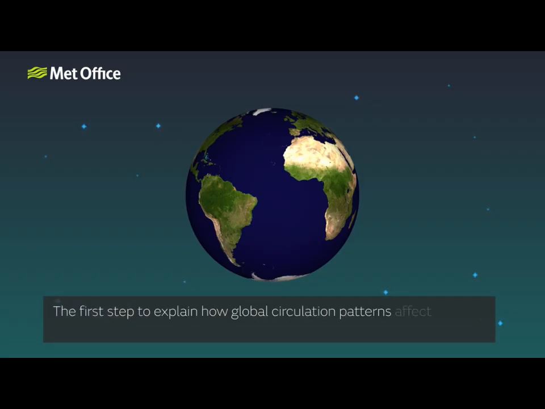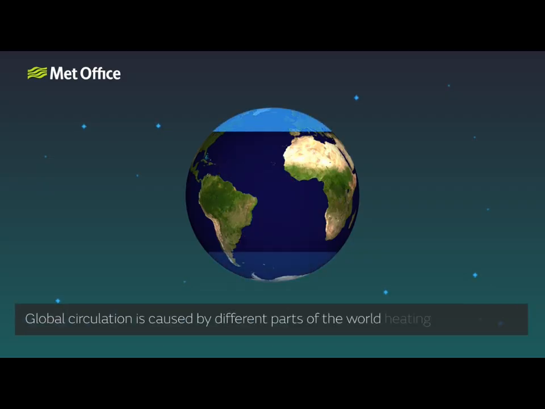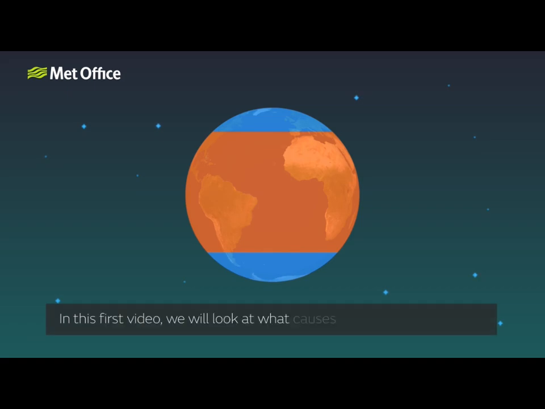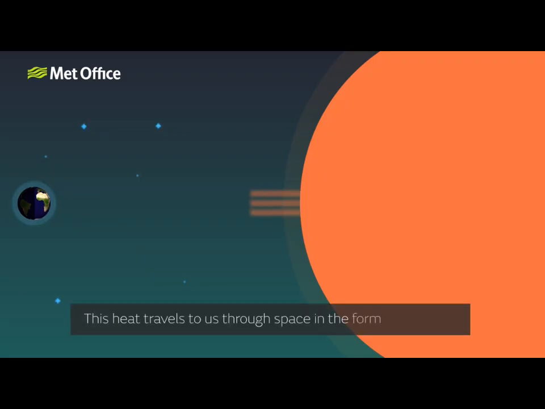The first step to explain how global circulation patterns affect weather and climate is to understand how temperature varies across the globe. Global circulation is caused by different parts of the world heating up differently. In this first video, we will look at what causes this differential heating. The sun is our main source of heat. This heat travels to us through space in the form of radiation.